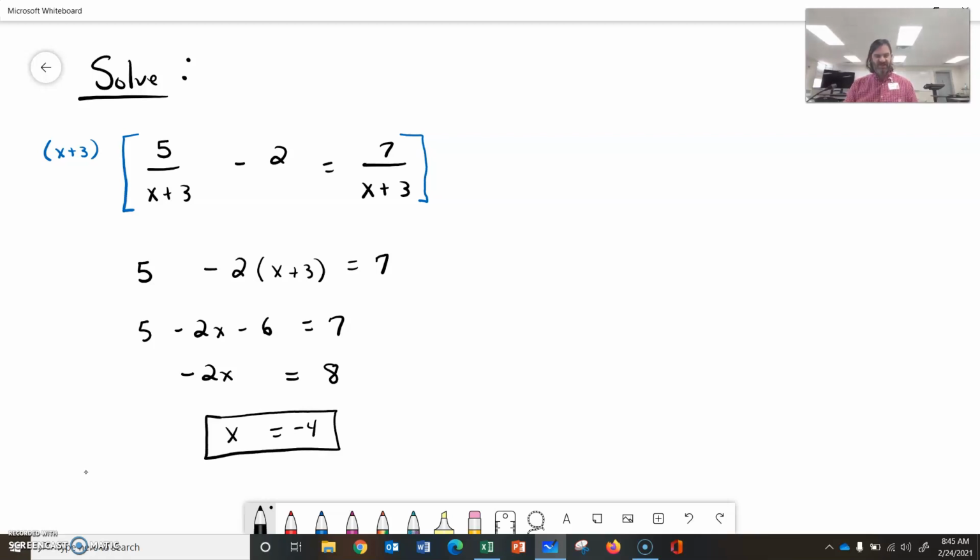Now the main thing that I need to do to check this, if I did everything correctly, is just make sure that when I come back up to my denominators, which are just x plus 3, that negative 4 plus 3 is not 0, and it's not. So I don't really have to plug in and balance it out. I just have to make sure it doesn't cause an undefined or domain problem. So the negative 4 does work.